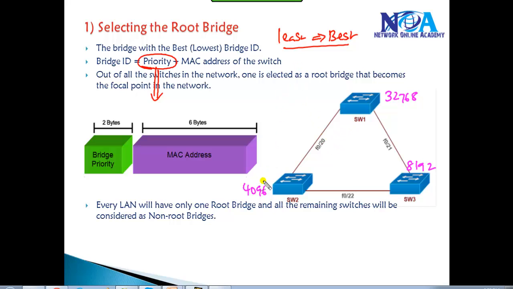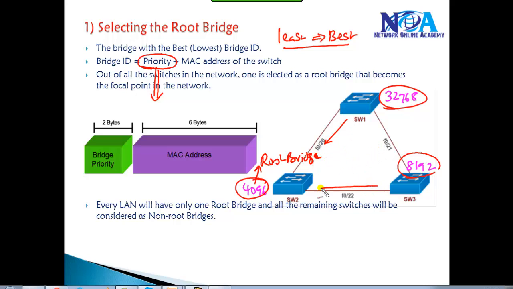So whichever switch has the least priority value will be considered the best. Now in my scenario, it is 4,000, 32,000, 8,000. So which is the least? 4,000 is the least. So switch 2 will say that it has a better bridge ID than the other two switches in the network, so it's going to become the root bridge.